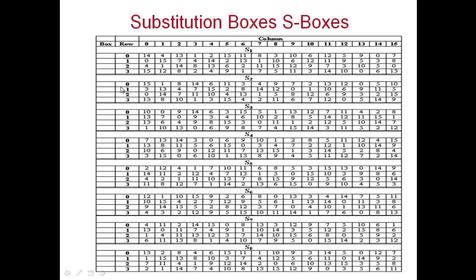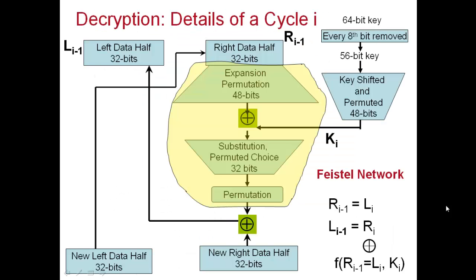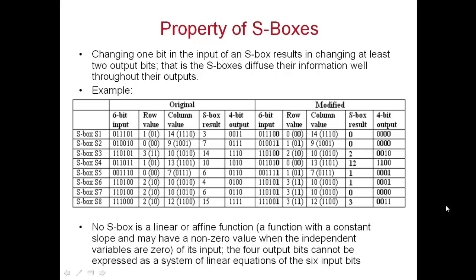So S-Box 2, row index 0 and column index 9, it turns out to be 7. So we can write that in binary as 0111, that is 7. So essentially each 6-bit unit is permuted, chosen and reduced to a 4-bit output. With 8 such S-Boxes, it's 8 times 4, a 32-bit output. So that's how S-Boxes are used.